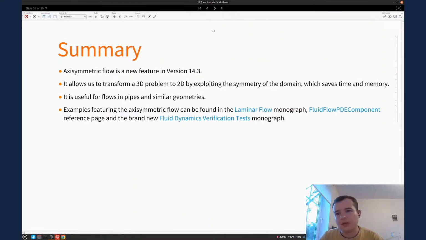So to summarize all this, the new feature in the newest version of the Wolfram language is that the fluid flow PD component now supports the axisymmetric flow, which allows us to transform a 3D problem to 2D by exploiting the symmetry of the domain, which saves both time and memory. It's very useful for dealing with flows in pipes and similar geometries. You can find examples of this axisymmetric flow in the laminar flow monograph, in the fluid flow PD component ref page, and also in our brand new fluid dynamics verification tests monograph. I hope you have learned something new, and if you have any questions, feel free to ask.